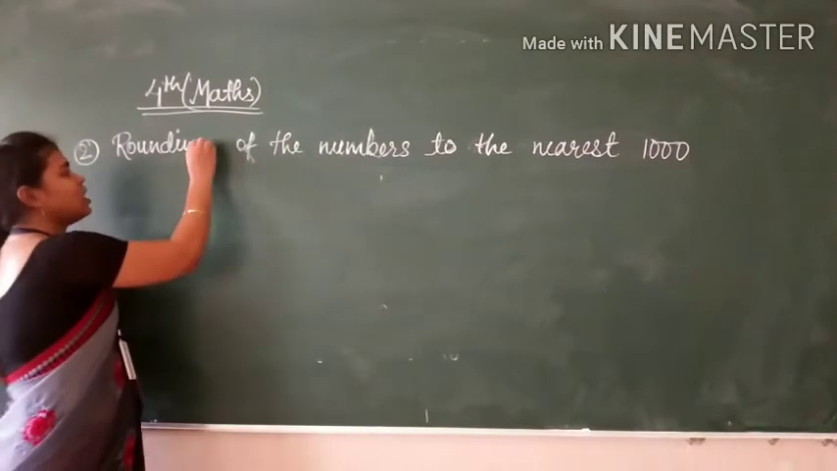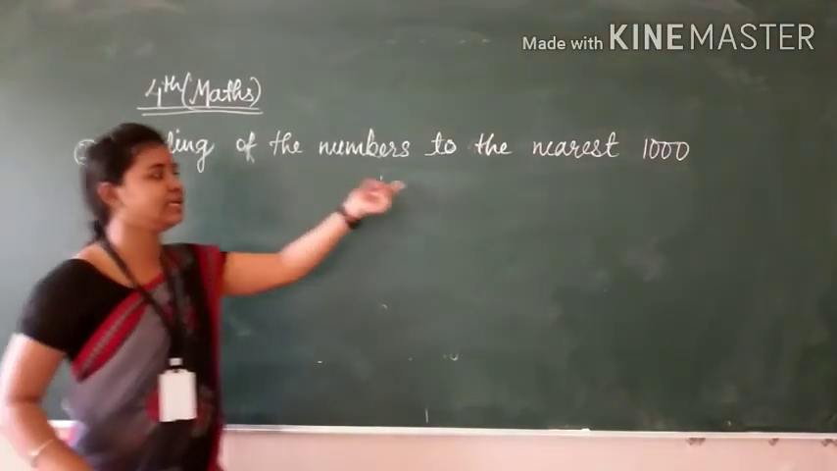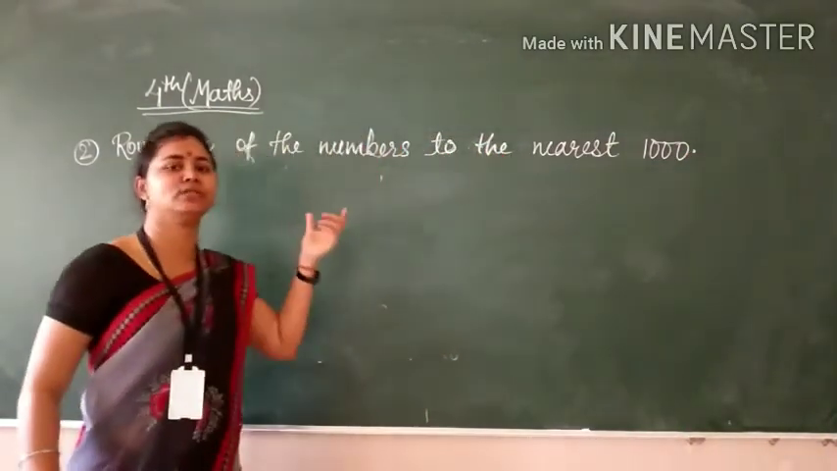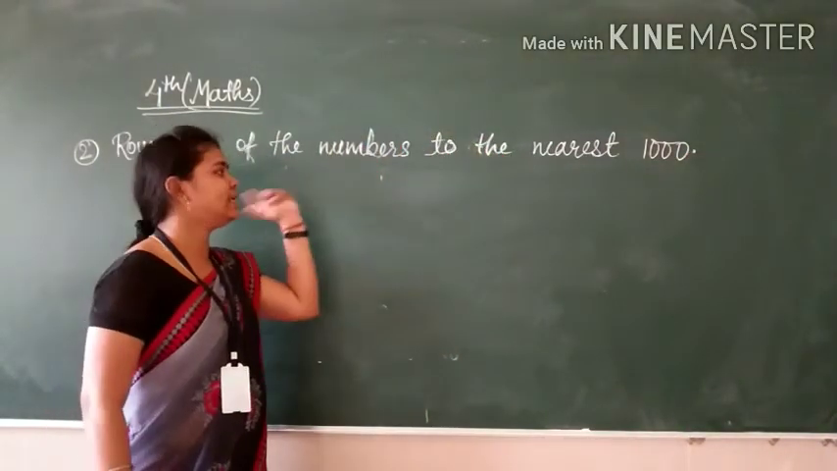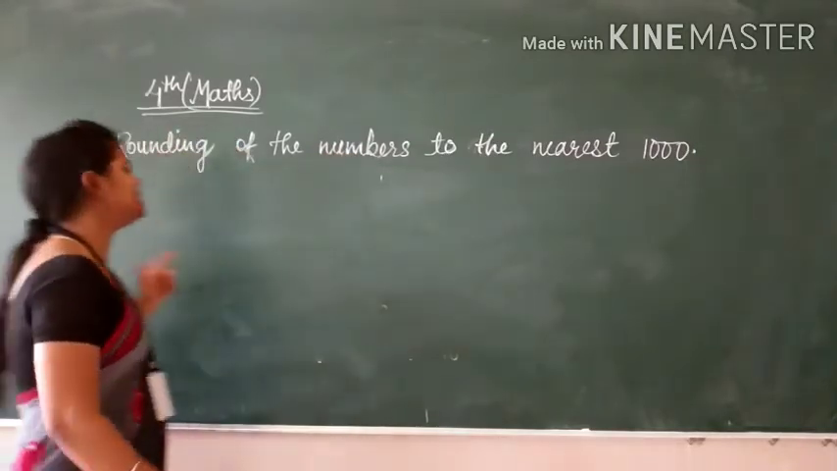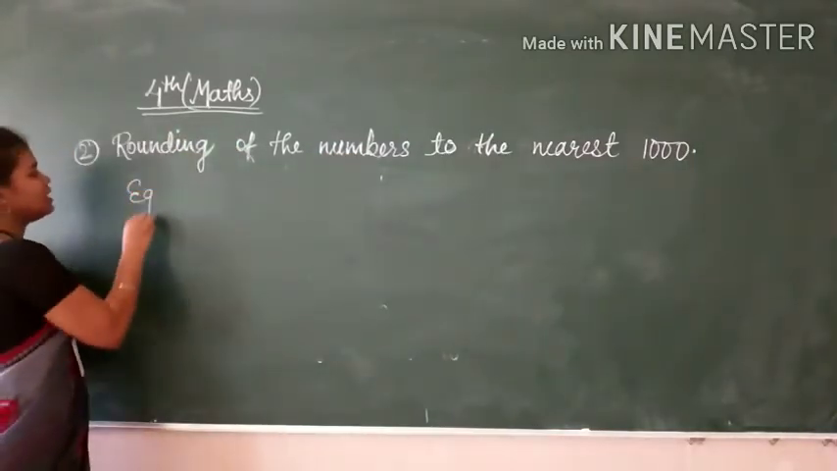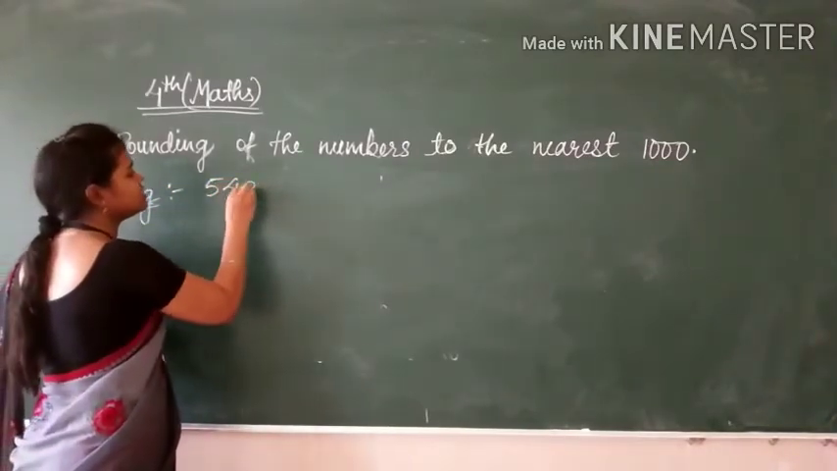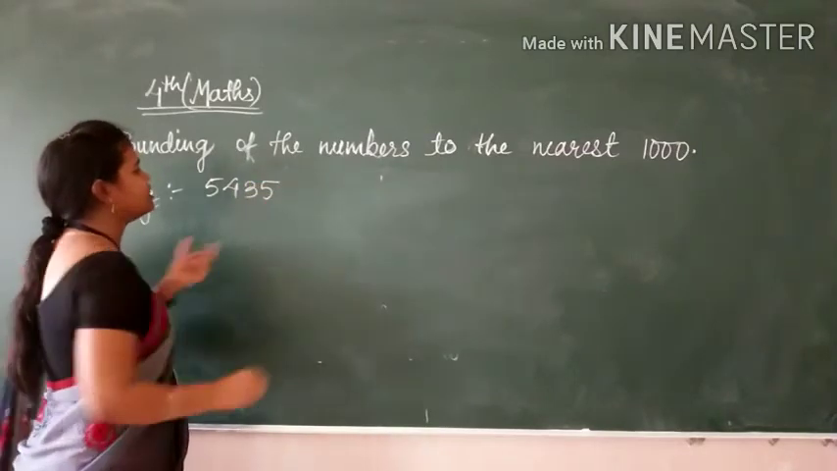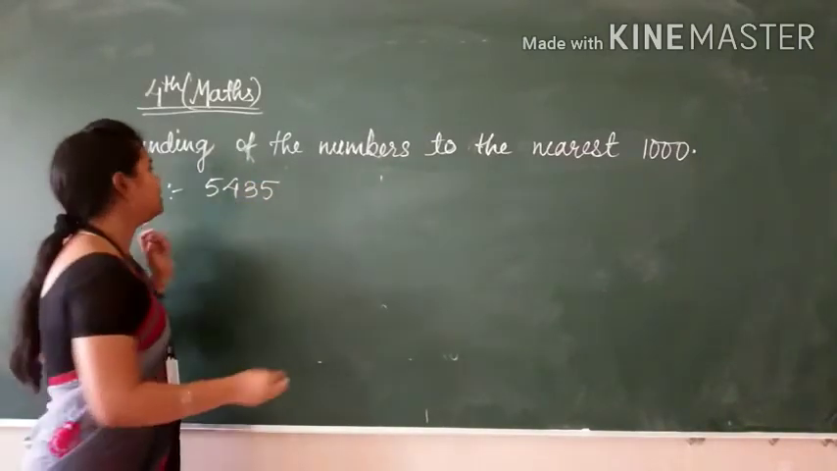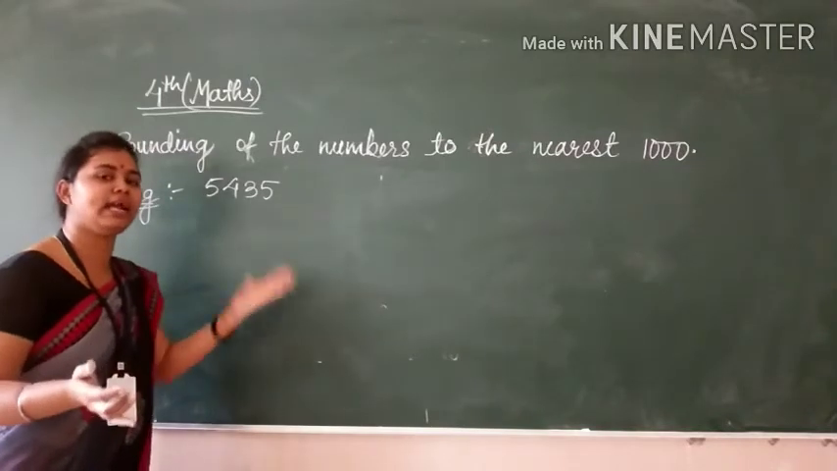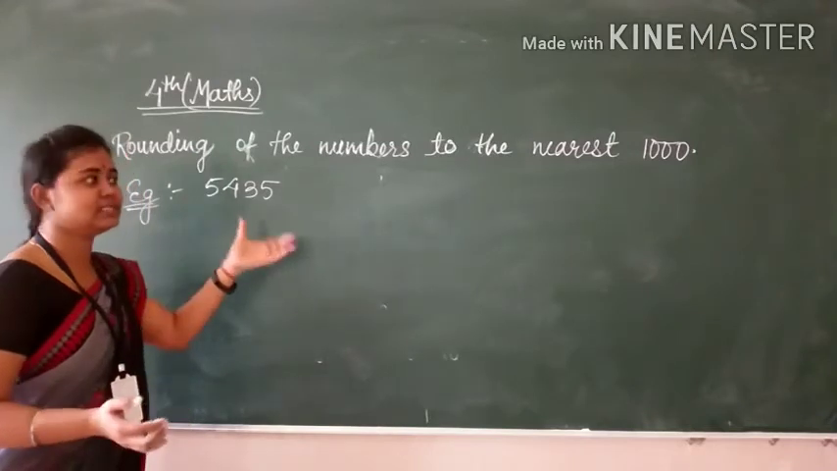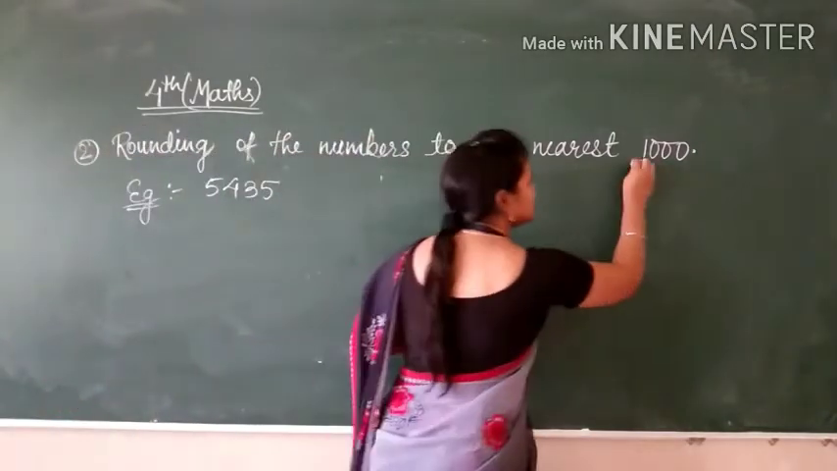Now, students, rounding of the number to the nearest thousand. First we have read about the nearest 10, then to the nearest 100, and now to the nearest 1000. So see, for example, I am taking the number 5435. As we have done in rounding of the number to the nearest 10 and to the nearest 100, in the same way we have to see now the nearest 1000.